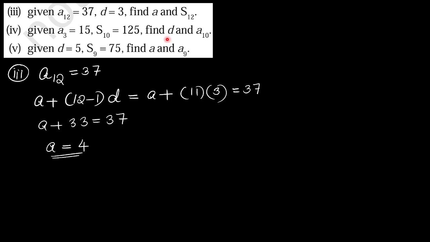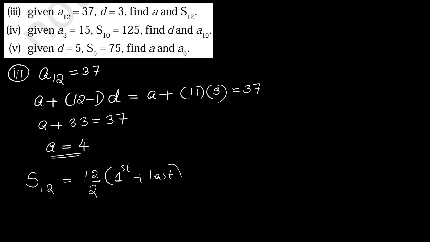Now I want S12, the sum of 12 terms, right? How many terms to be added? 12 terms to be added means n is 12. S12 means we are adding 12 terms. The formula is n by 2 into, 12 by 2 into. This formula is convenient for us.